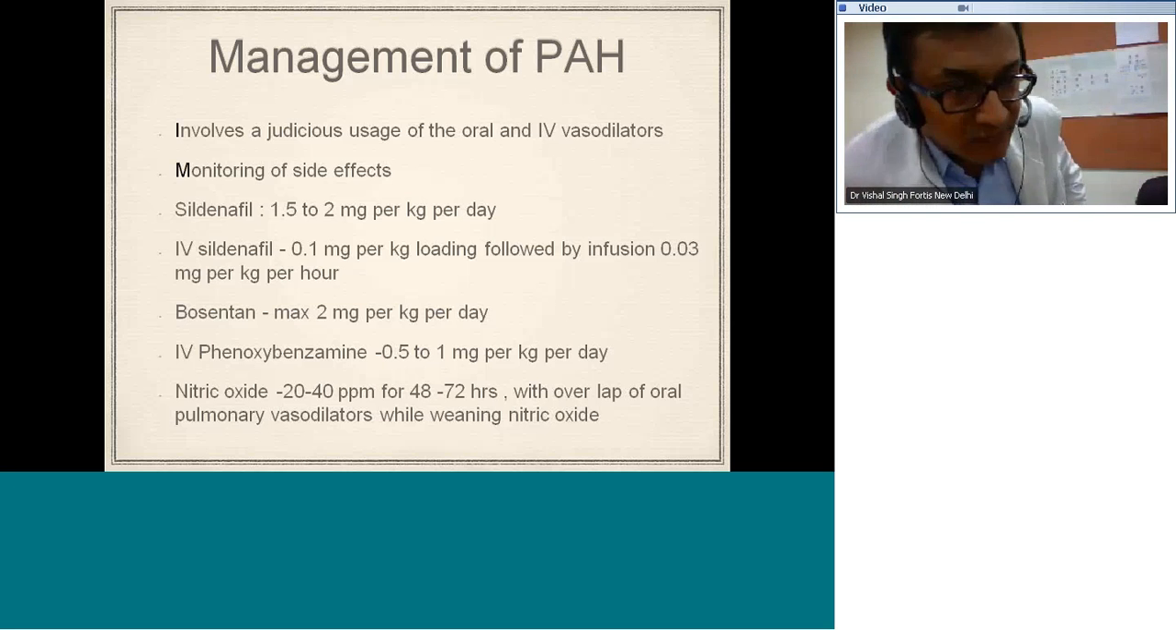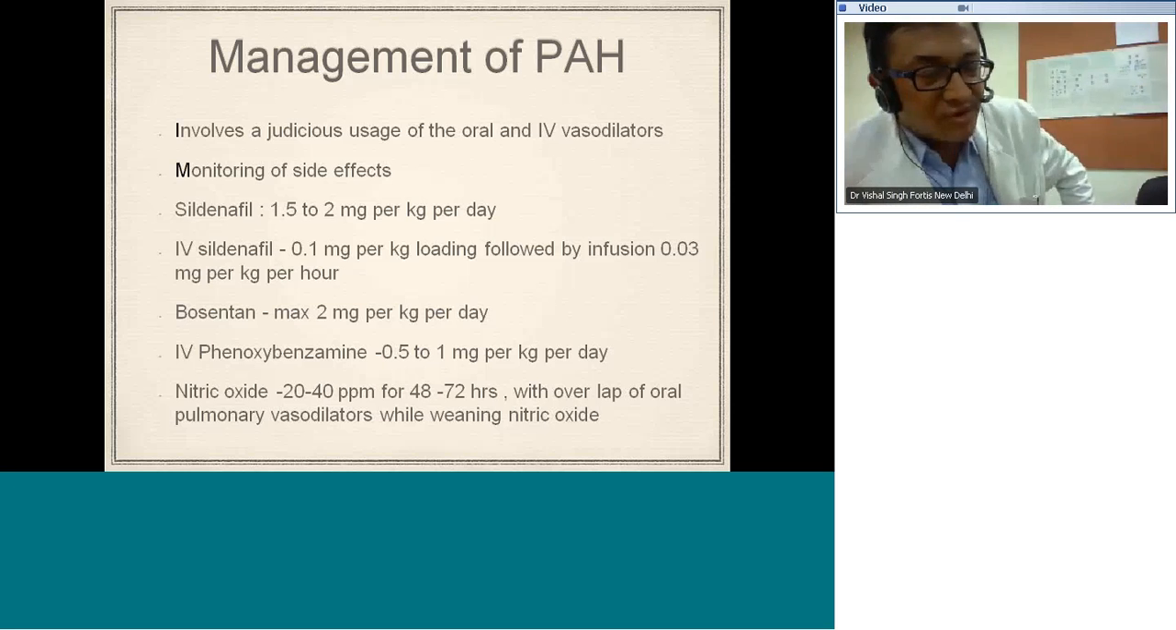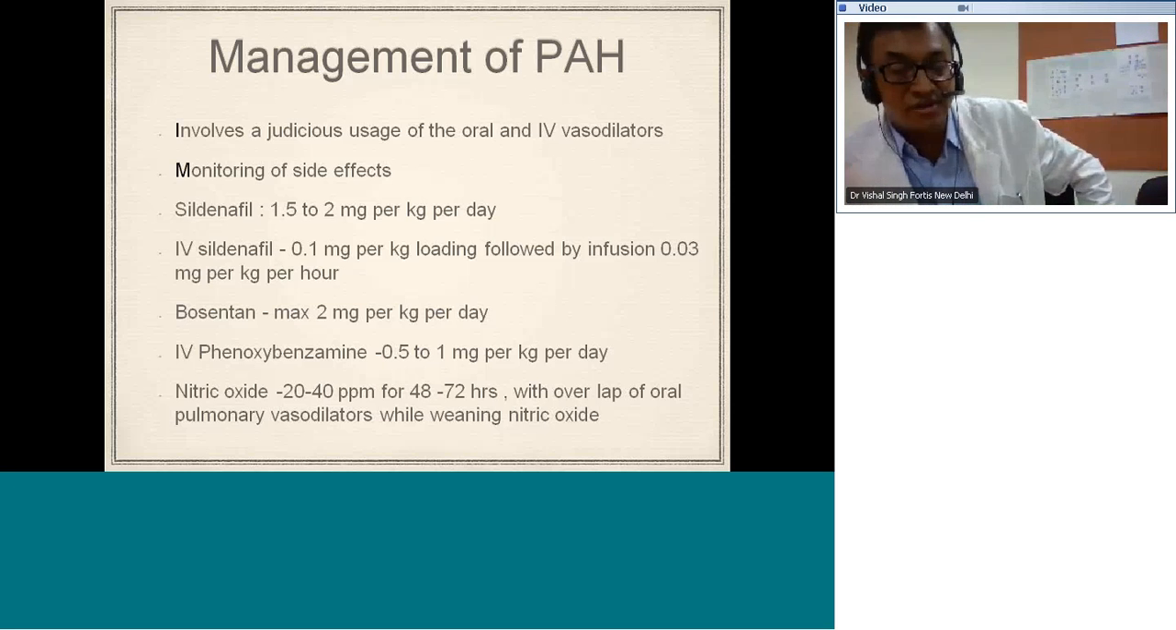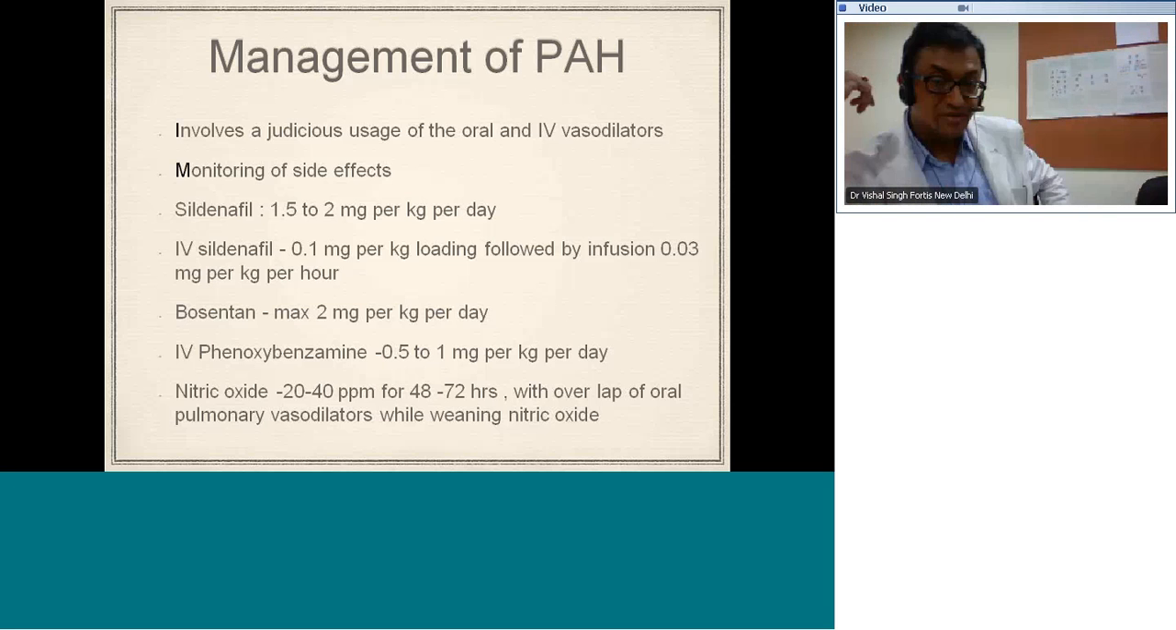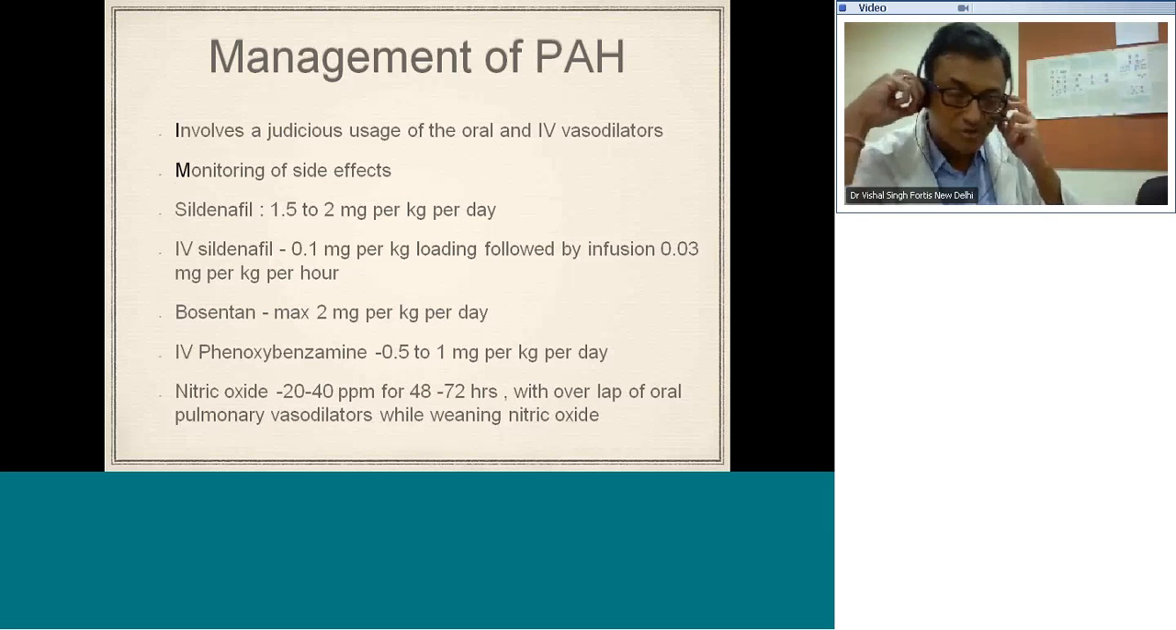But it is only when the oral vasodilators are not working or not making much of a difference that we start the IV vasodilators, like IV phenoxybenzamine, which is given at 0.5 to 1 milligram per kg per day, and bosentan, given as 2 milligram per kg per day. But 70 to 80% of our cases can get managed with a combination of sildenafil and bosentan.